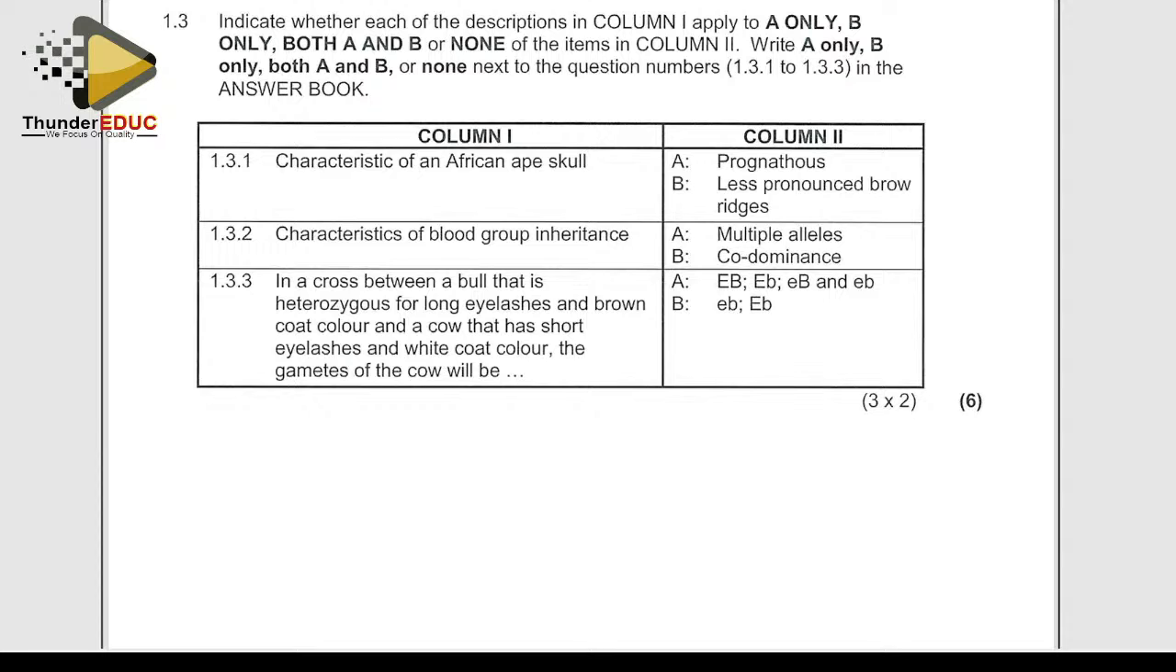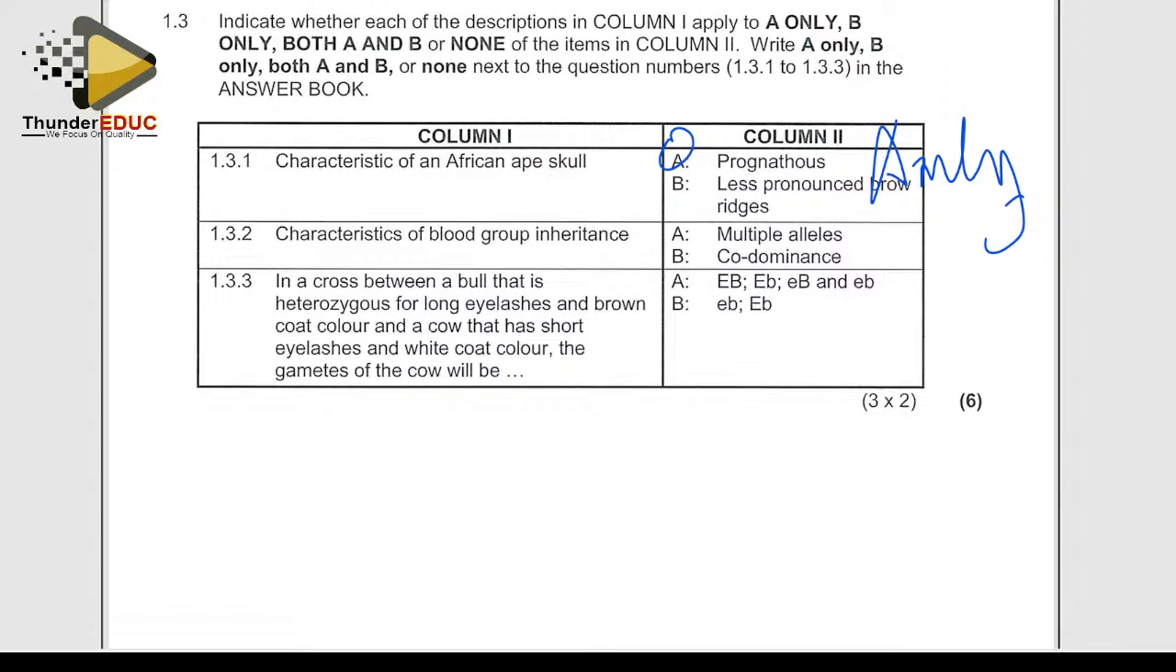Characteristics of African apes: prognathus. Yes, they are prognathus. They have protruding jaws. So they're saying less pronounced brow ridge. No, they have pronounced brow ridges. So the answer is A only. The word "only" must be there.